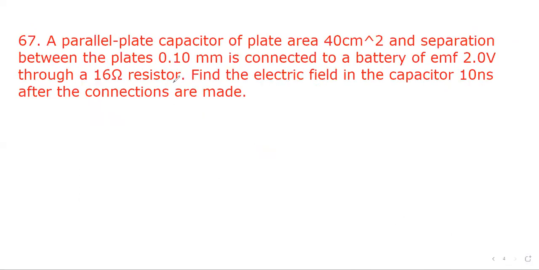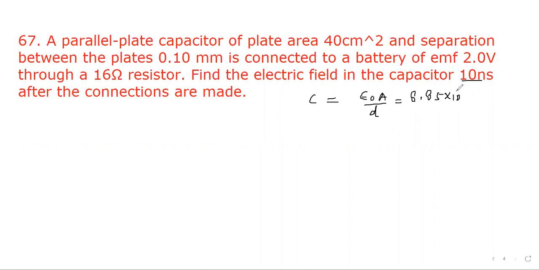Question number 67. A parallel plate capacitor of plate area 50 centimeters square and separation between the plates 0.1 millimeter is connected to a battery of 2 volt through a 16 ohm resistor. Find the electric field in the capacitor 10 nanosecond after the connections are made. So here, first of all, we have to evaluate the capacitance C equal to epsilon naught A upon D.